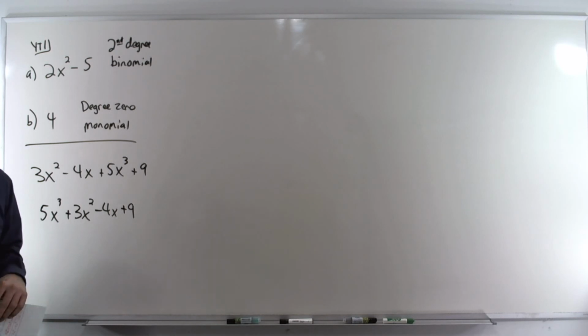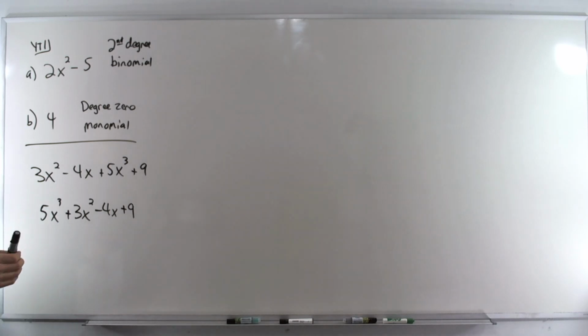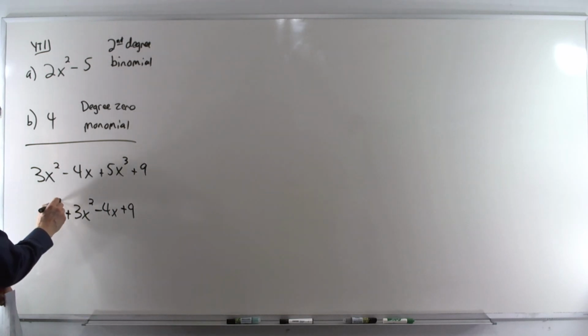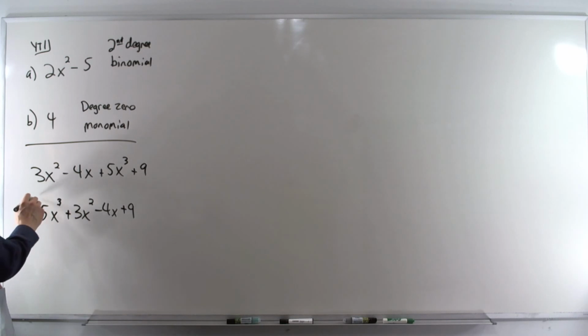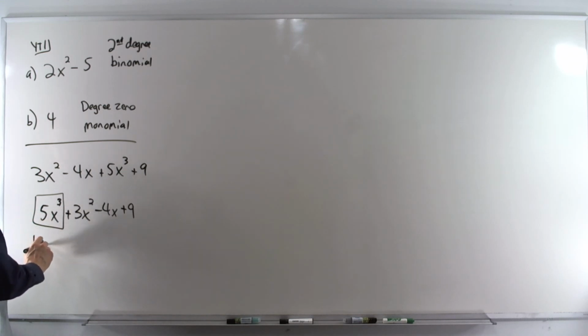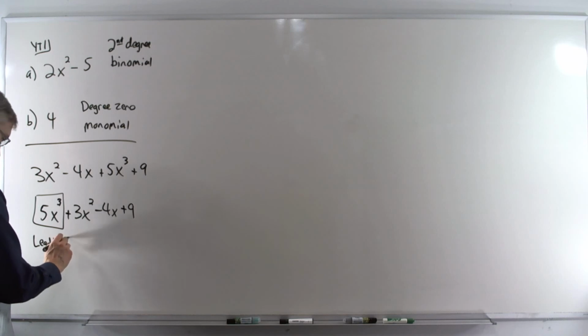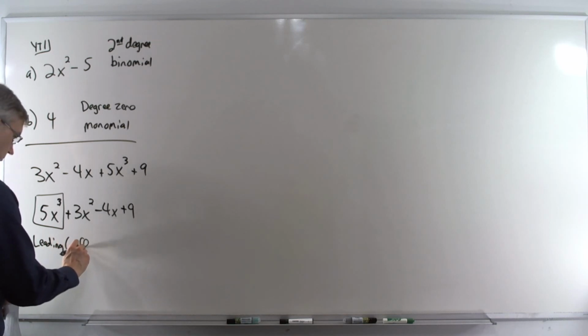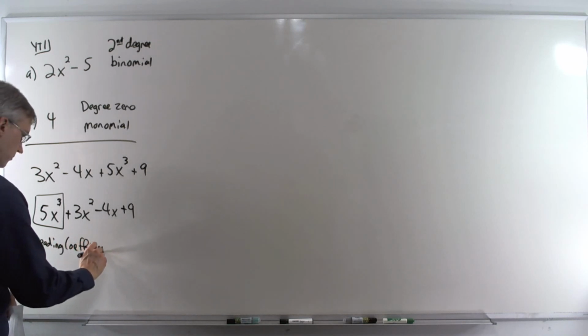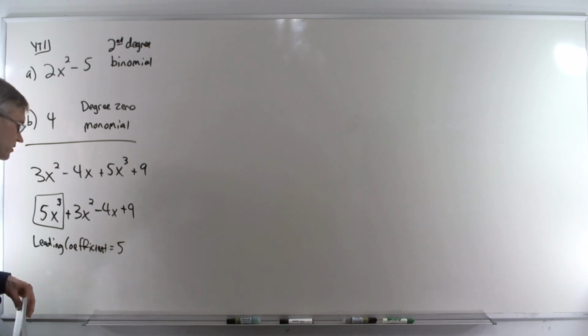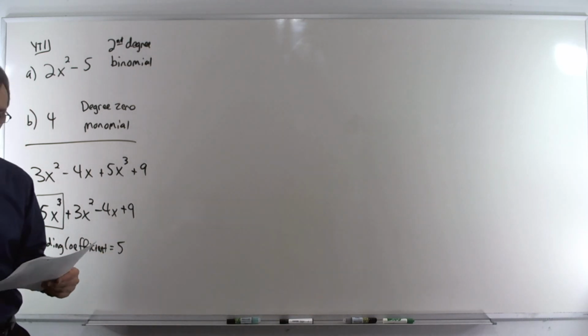And I forgot to identify the leading coefficient. Okay, the leading coefficient is the coefficient on the highest degree term. So here's the highest degree term, x to the 3rd power. We want the leading coefficient, so that's 5. So the leading coefficient is 5. All right, your turn, number 2.